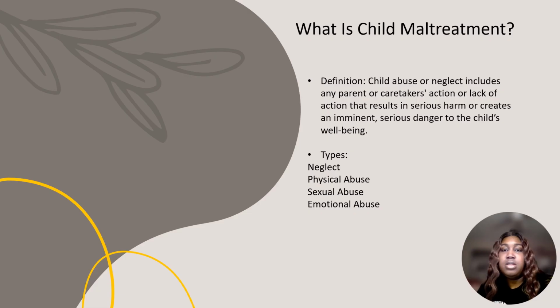What is child maltreatment? The definition of child maltreatment is child abuse or neglect, which includes any parent or caretaker's action or lack of action that results in serious harm or creates an imminent serious danger to the child's well-being. The types of maltreatment are neglect, which is when someone has not been cared for properly; physical abuse, which is the intentional act of causing injury or trauma to another person through bodily contact; sexual abuse, which is abusive sexual behavior by one person forced upon another; and emotional abuse, which is a pattern of behavior where a perpetrator insults, humiliates, or generally instills fear into another person in order to try to control them.